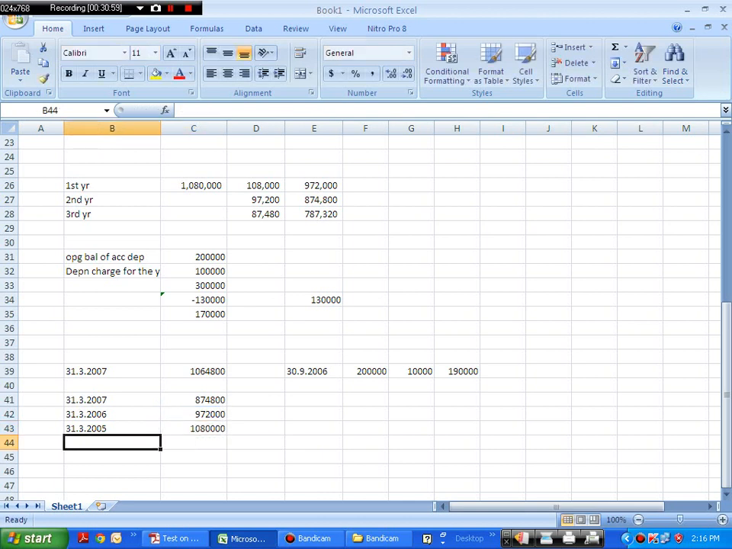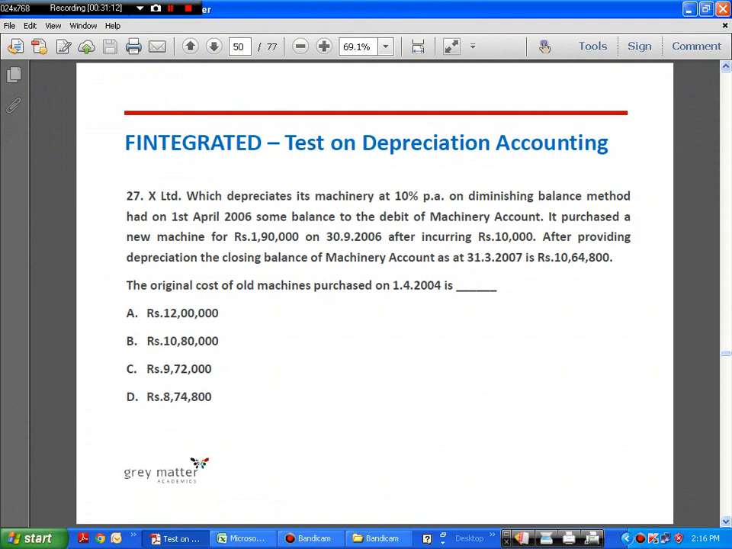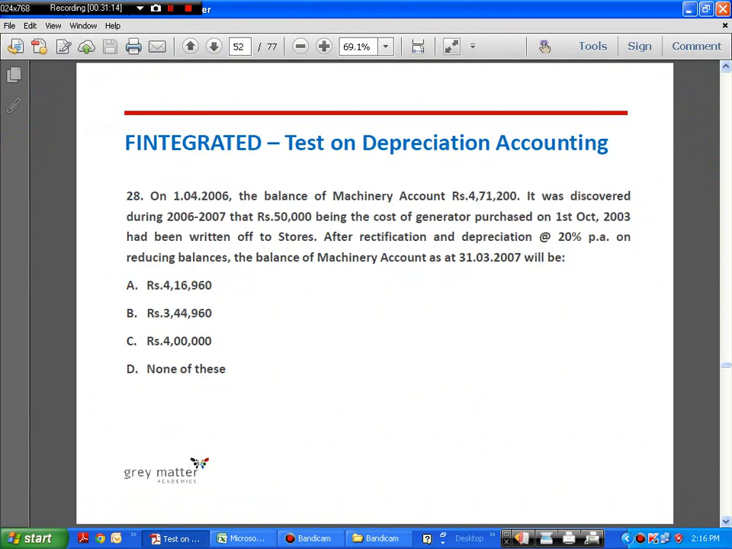Now we go back 1 year, and the same way we divide this by 0.9, which will give us 10,80,000. Now we have to go back 1 more year, divide this by 0.9, and we get 12 lakhs as the original cost of the old machines. Next, on 1/4/2006, the balance of machinery account was 4,71,200.